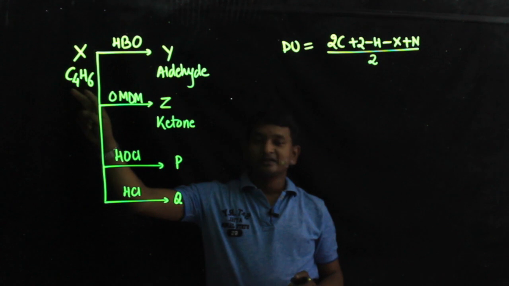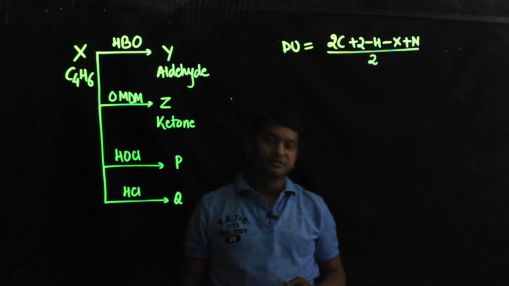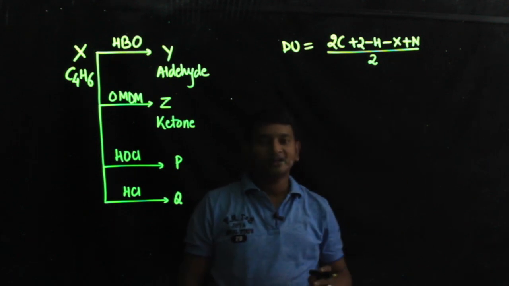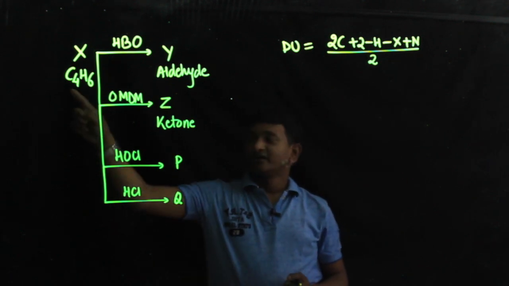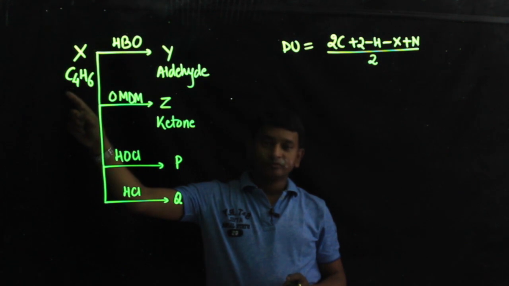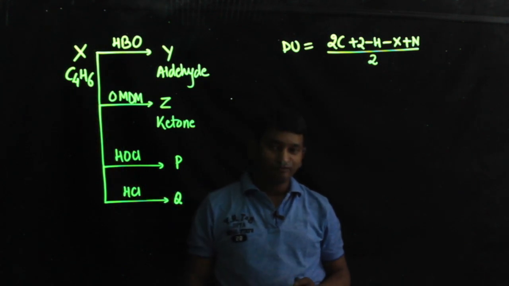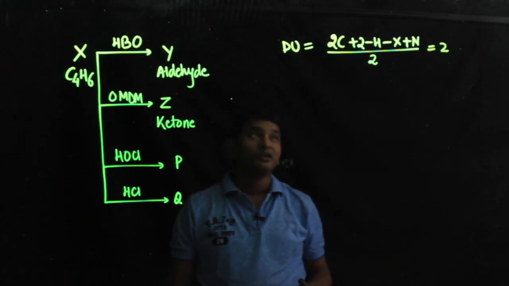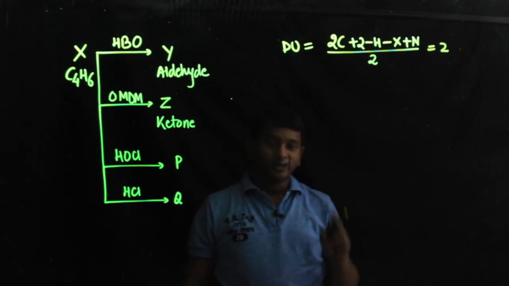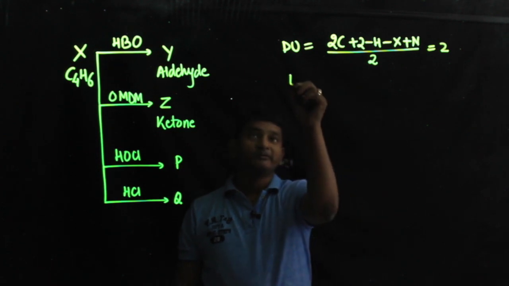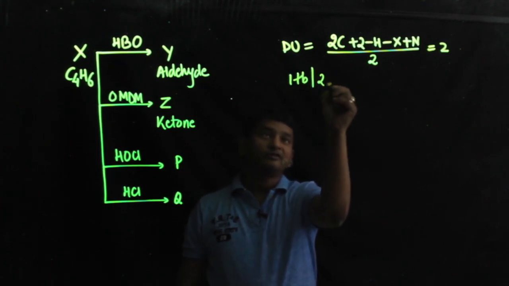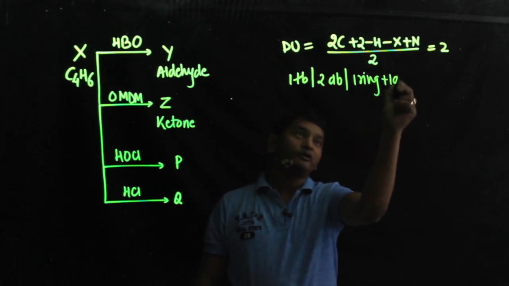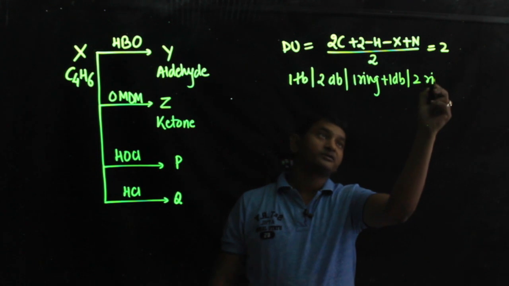So in this case it is C4H6. So you have to consider carbon and hydrogen, and you have to leave halogen and nitrogen. So double the number of carbon, that is 8 plus 2, 10 minus 6, 4 by 2, that means the DU comes to be 2. If the DU comes to be 2, that means it may have one triple bond, it may have two double bonds, it may have one ring plus one double bond, or it may have two rings.